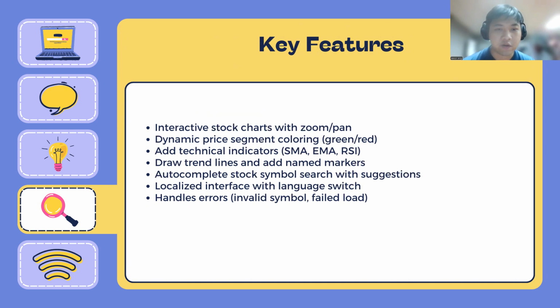For the key features of this project, the app includes several interactive features. First is zooming and panning of the stock chart. It shows green or red lines based on the price movement. Users can overlay indicators like SMA, EMA, and RSI. They can also draw trend lines and custom markers. The stock search field has autocomplete functionality, and error handling is built in for invalid inputs.